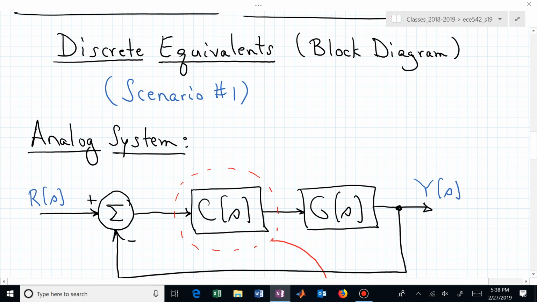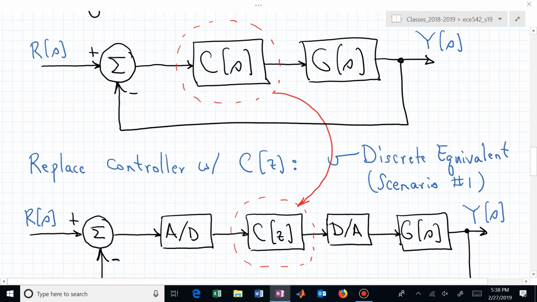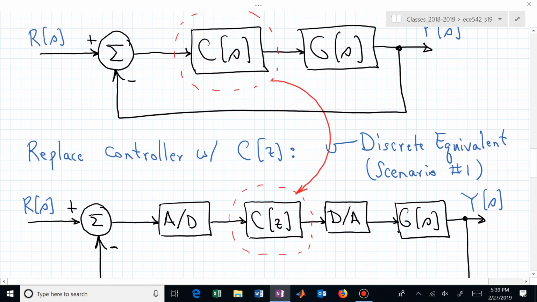But today we are focused on scenario number 1, discrete equivalence without worrying about a preceding hold operation in front of those frequency domain transforms. Here is the analog system and its discrete equivalent. Here we're simply trying to replace c of s with c of z. How do we make that connection? How do we generate a c of z from a c of s?